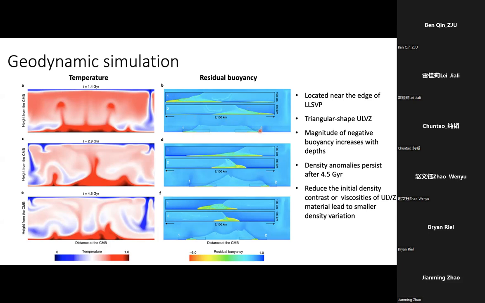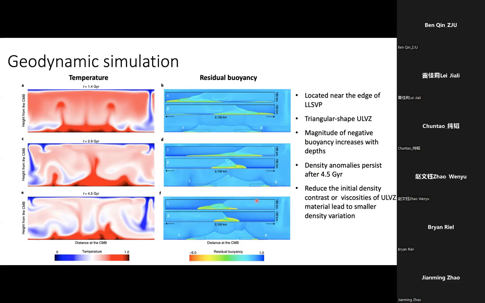They focus on the ULVZ. There are several important observations from the geodynamic modeling. First, it's located near the edge of the LLSVP, which is kind of obvious. Second, it has this triangular shape: it's thinner near the edges and thicker in the center of the ULVZ. Another important conclusion is that the magnitude of negative buoyancy increases with depth. For example, here, as we can see, the color changes from a bluish greenish color to a reddish color, so the magnitude of the negative buoyancy is increasing with depth.